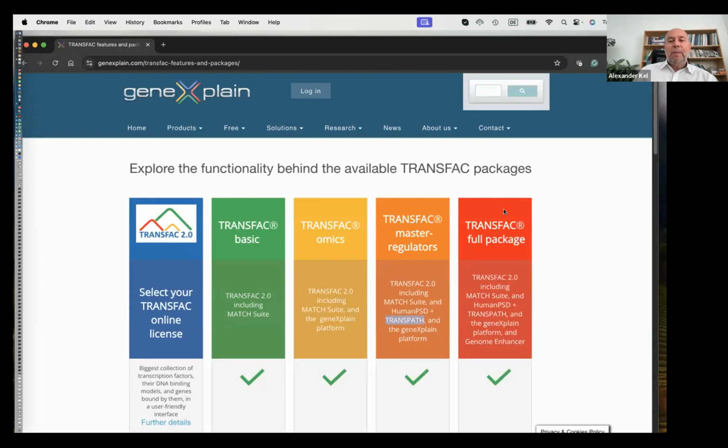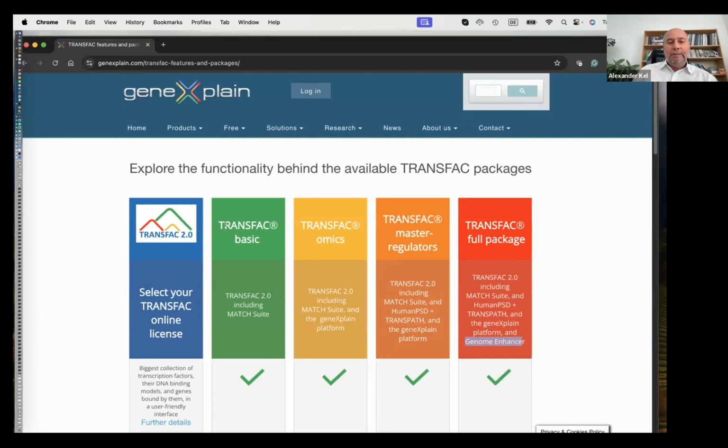And of course, we have the full package, which includes everything, and also a very special tool called Genome Enhancer. I think there were some questions about this, and I will touch on this as well. So these are, of course, what we offer to you.